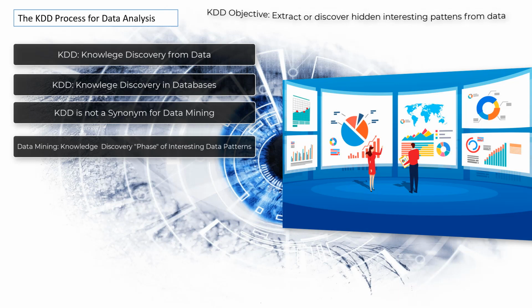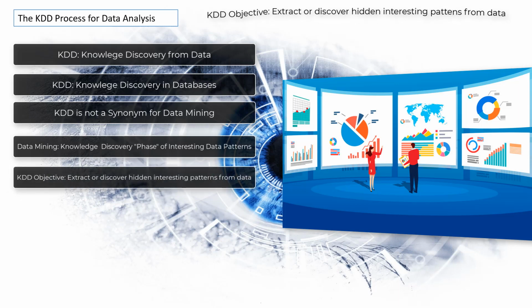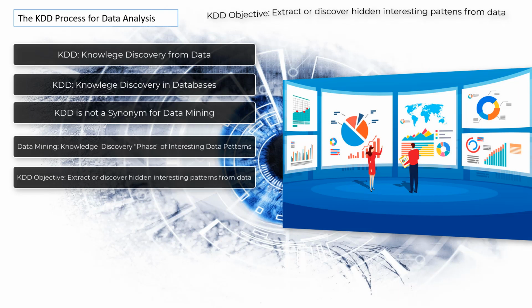The main objective of KDD is to extract or discover hidden interesting patterns from large databases, data warehouses, and other web information repositories. But wait, doesn't this sound like data mining? Yes, to a certain degree, it does sound like data mining. You see, the heart of the KDD process is data mining. But there is a process that unfolds before and after data mining. The KDD process has 7 major phases, and data mining is represented as just one phase. So let's go over these 7 phases.